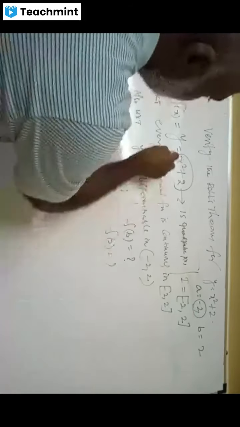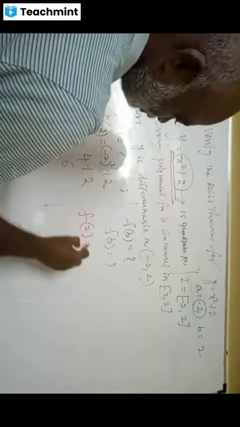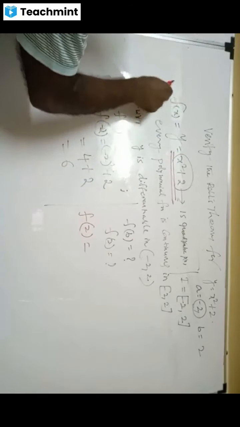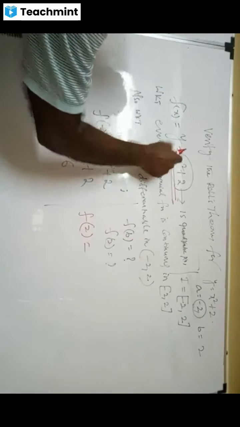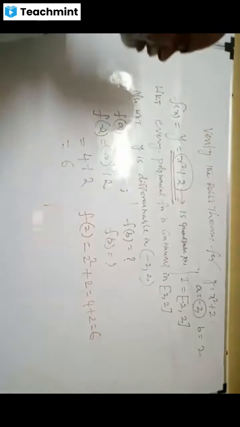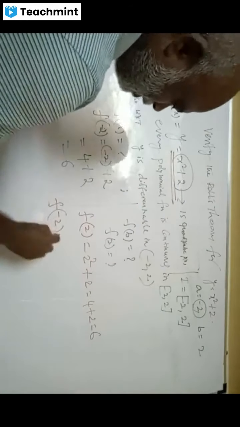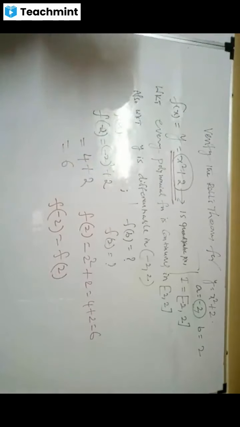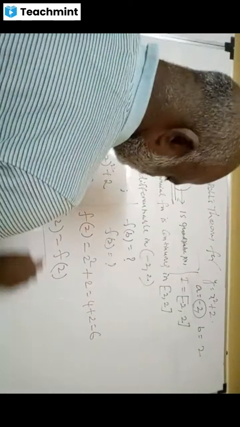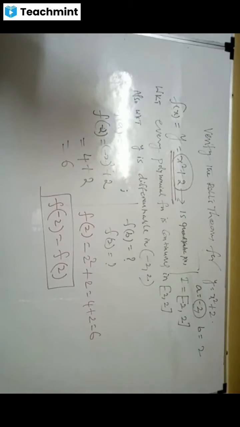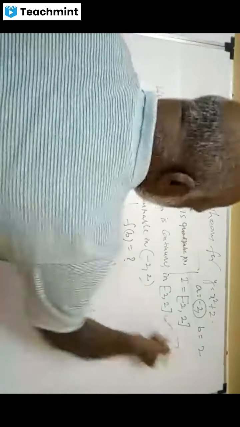Now f of 2 is 2 square plus 2, which is again 6. Are you able to follow me? So you have proved that f of -2 equal to f of 2. The third condition is also verified. Do you agree with me? Yes, sir. This is a polynomial function, so continuous and differentiable. Differentiation of x square plus 2 is 2x.